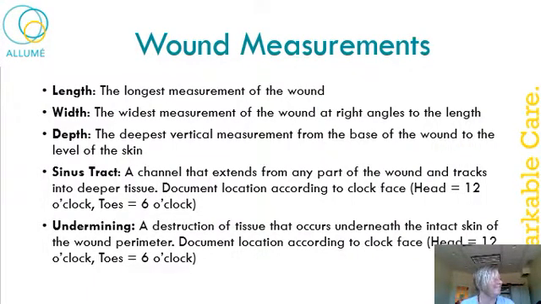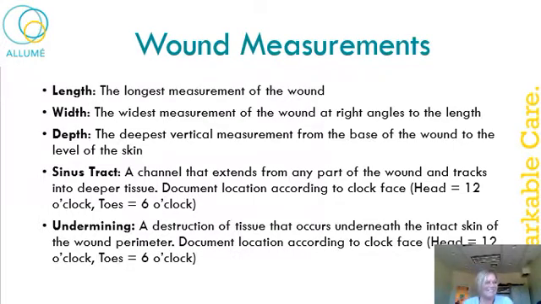Wound measurements, very important. When measuring a wound, we want to do length, width, and depth. The longest measurement of the wound is the length. The width is the widest measurement of the wound at right angles to length. The depth is the deepest vertical measurement from the base of the wound to the level of the skin.